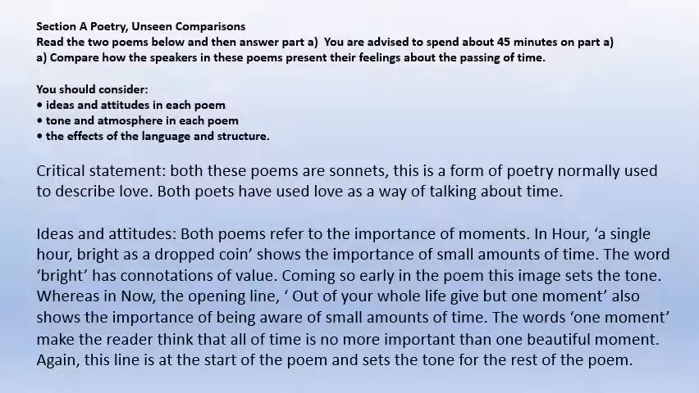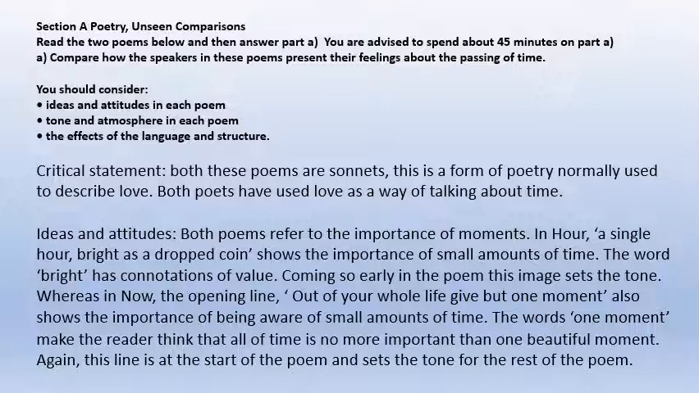Okay, so on to the next slide then. Okay, now here's the critical statement which we talked about. Both these poems are sonnets. This is a form of poetry normally used to describe love. Both poets have used love as a way of talking about time. If you remember, a sonnet is a poem with 14 lines in it, broadly speaking. So here's the ideas and attitudes paragraph.